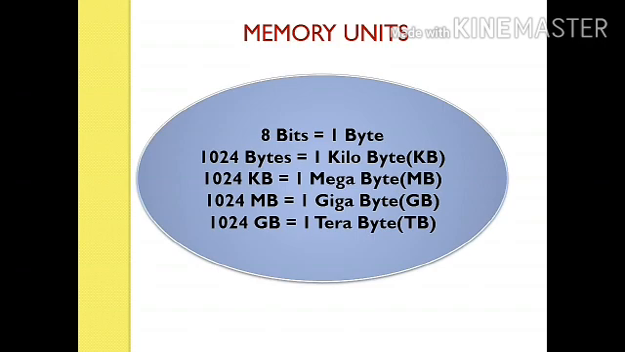1 byte is equal to 8 bits, and 1 KB is equal to 1024 bytes. And 1 MB is equal to 1024 kilobytes. And 1 GB is equal to 1024 megabytes. And 1 TB is equal to 1024 GB.